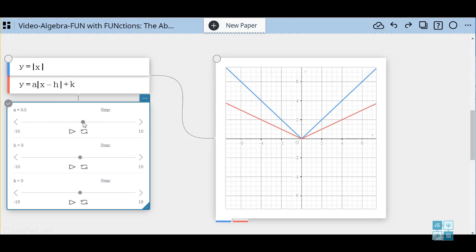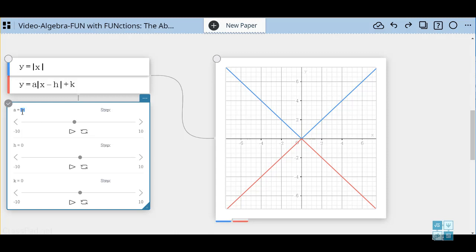Let's change the value of a to a negative number like -1. Now the graph opens down. It looks like it is the reflection image of when a equals 1, which is what we have in our parent function. So to summarize, the value of a is going to determine how wide or narrow our graph is and in what direction it is going to open.